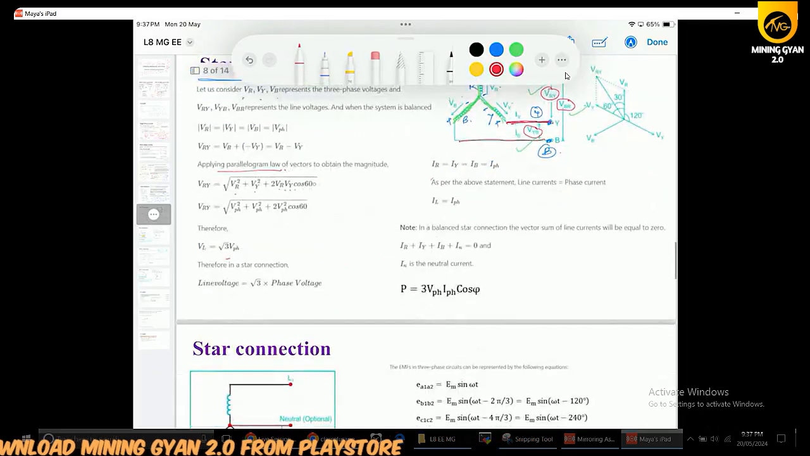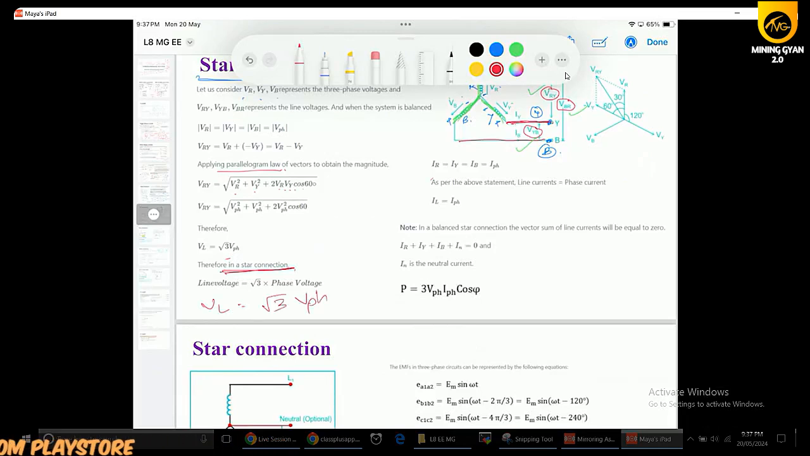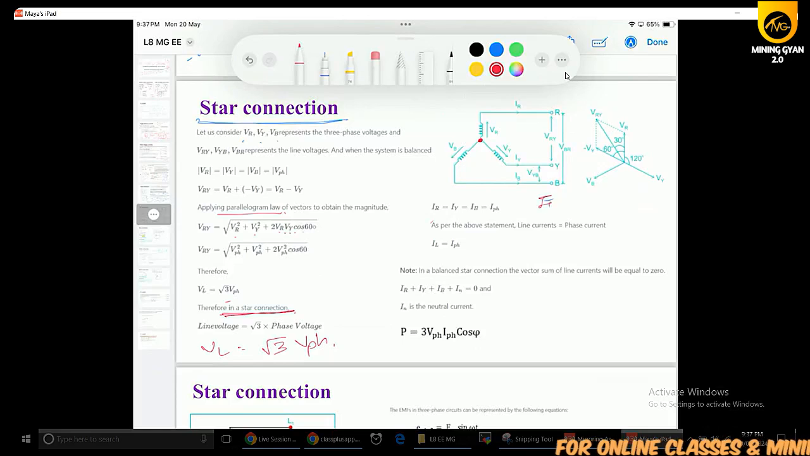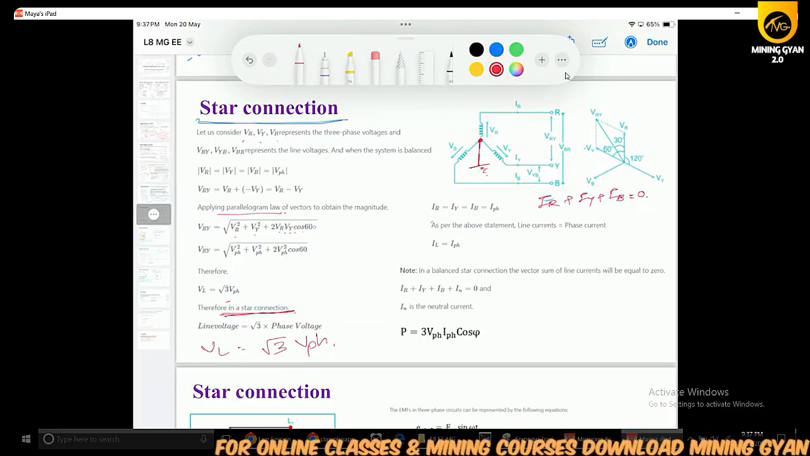Next, in a star connection, please remember this: VL will be root 3 times V phase. But you can observe that when you apply KCL at this point, IR plus IY plus IB will be equal to 0. This is the neutral connection, so that is grounded.